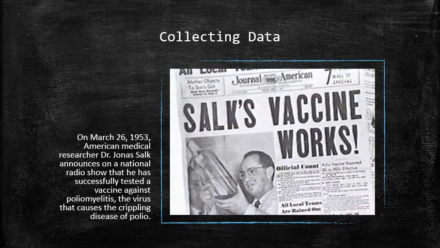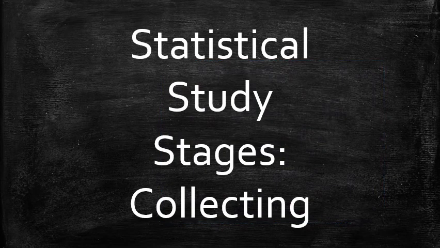Among the children given the Salk vaccine, 33 later developed paralytic polio, and among the children given a placebo, 115 later developed paralytic polio, which proved the effectiveness of the Salk vaccine. We discussed the aspects of collecting data. Next, we will discuss the next stage of a statistical study, organizing data.